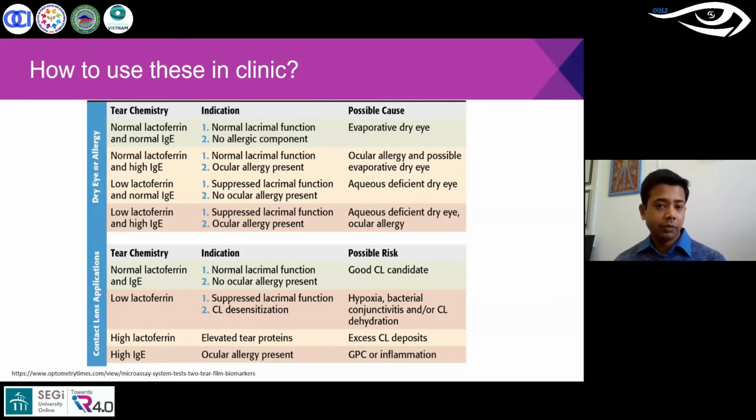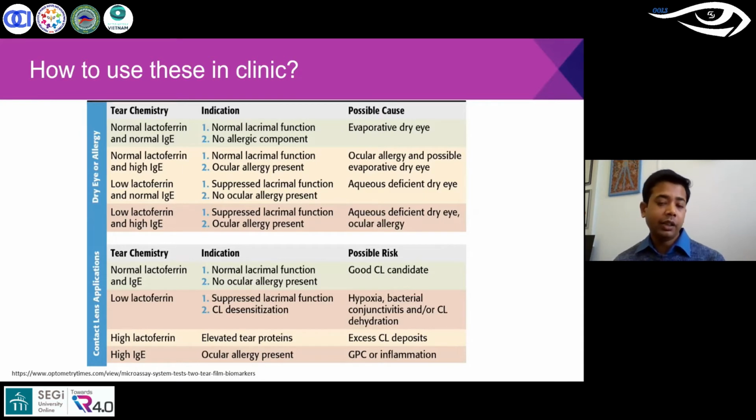Now with low lactoferrin, which means tear volumes are low, and normal IgE, it's an aqueous deficient dry eye because IgE is saying it's not allergy at least, and lactoferrin is telling us it's suppressed lacrimal function. So it's definitely an aqueous deficient type, and you might need to still rule out evaporative dry eye type with a few other clinical tests, and then go ahead with punctum plugs. It's probably a good idea.